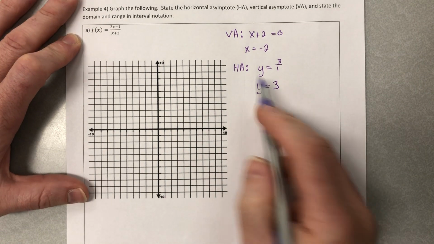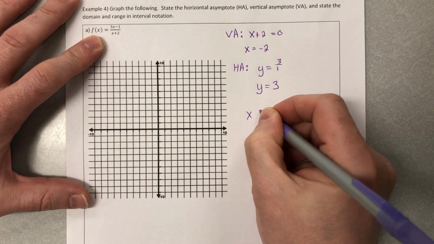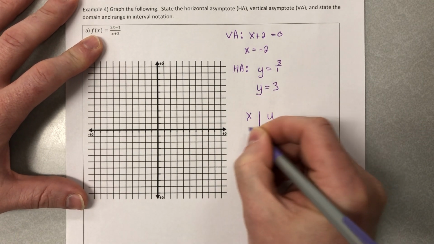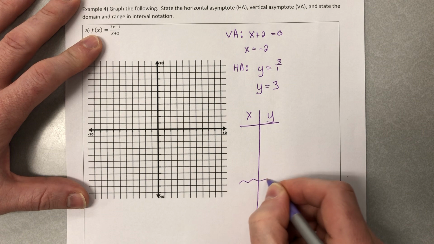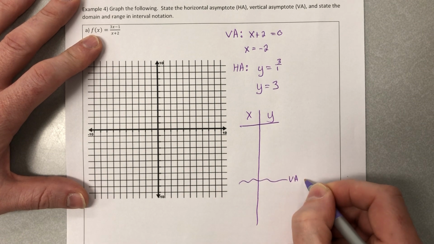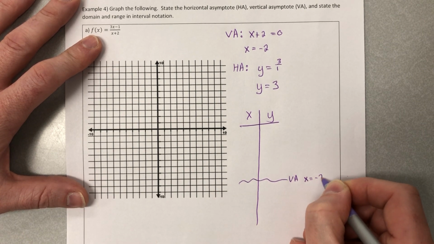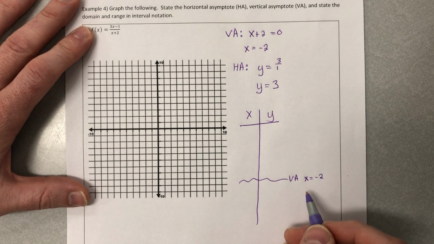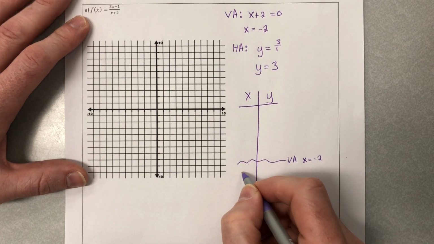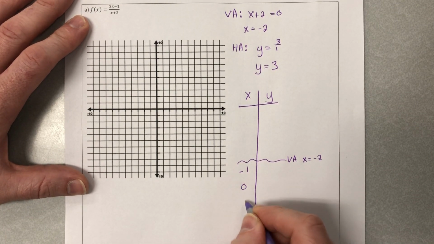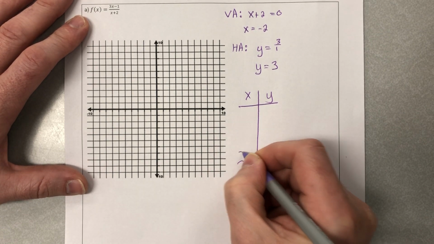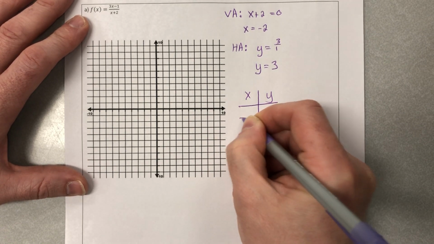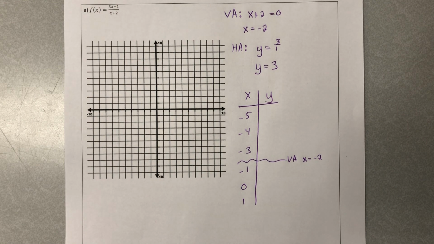Once we get our horizontal and vertical asymptotes in this form, the steps for graphing are the exact same. We set up our table. Here is our vertical asymptote of x equals negative 2. Three points to the right would be negative 1, 0, and 1. Three points to the left would be negative 3, negative 4, and negative 5.